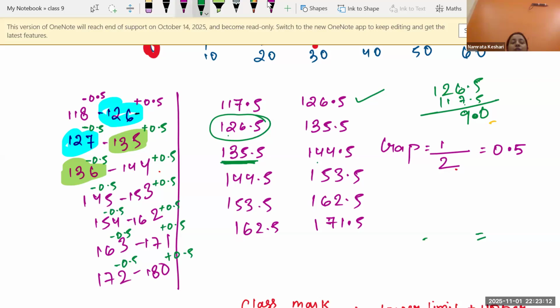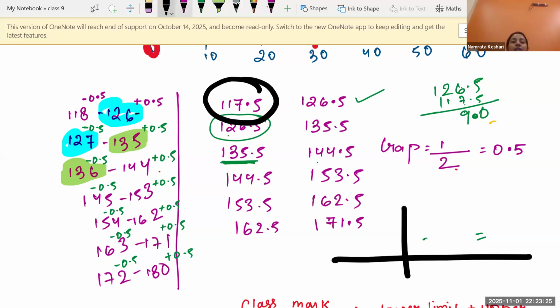That's why we don't have to think about anything else at all, and we can go ahead and draw our histogram. While drawing the histogram, our first data starts from 117, so here we will be drawing the kink or the break, which we draw like this.